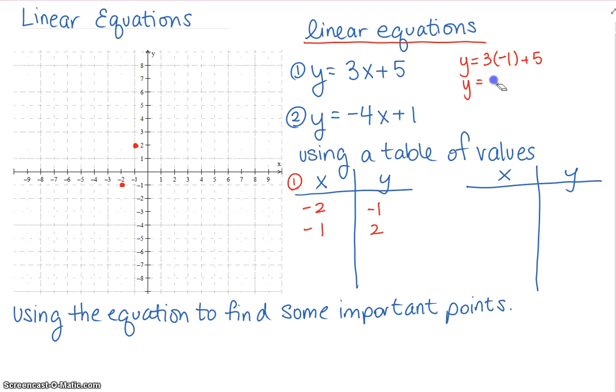If I do the same thing for the next number, which will be 0, 3 times 0 is 0 plus 5 will give me then 5. And if I keep going, 0, 5, and I plug in 1, 3 times 1 plus 5 will then give me 8.